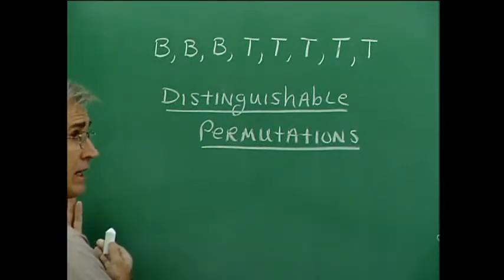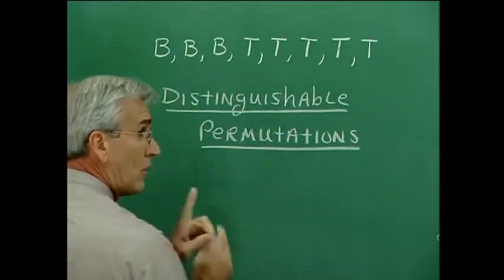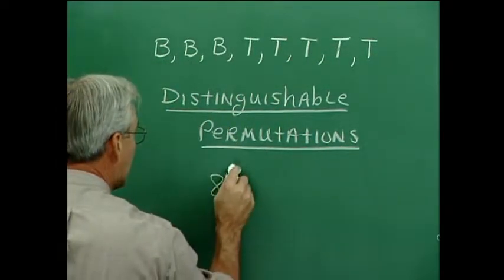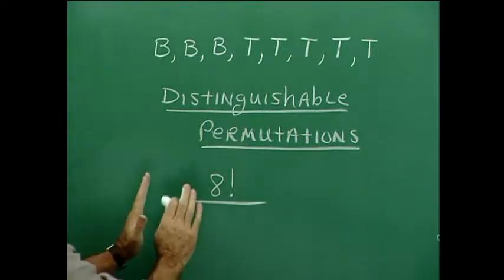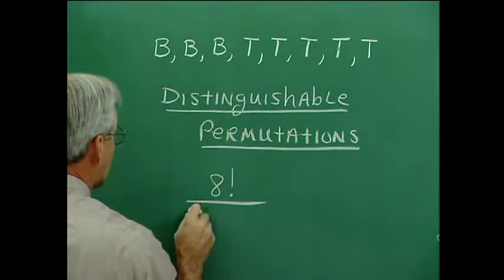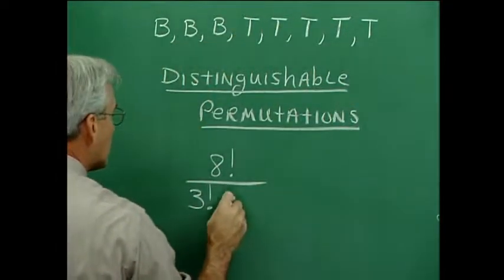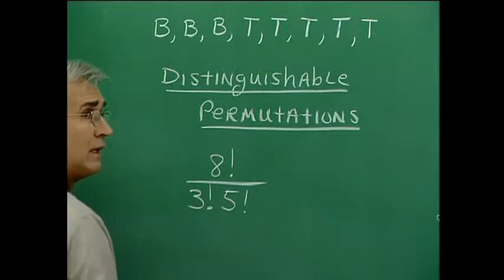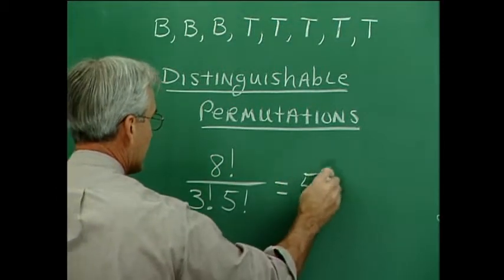And it's the same idea as before. We're going to arrange 8 things, so in the numerator, it's 8 factorial. And in the denominator, we're dividing out duplications. We have 3 of that letter, so we're dividing by 3 factorial. We have 5 of the T's, so we're dividing by 5 factorial. And then we perform the necessary operations here. We find this to be 56.